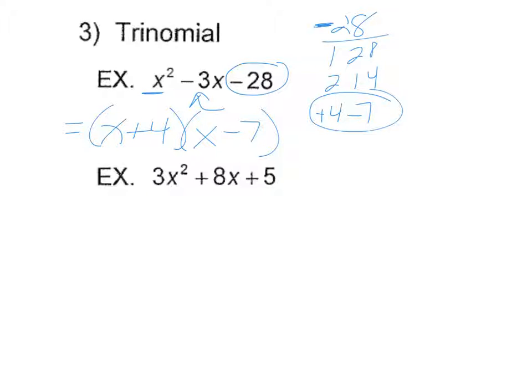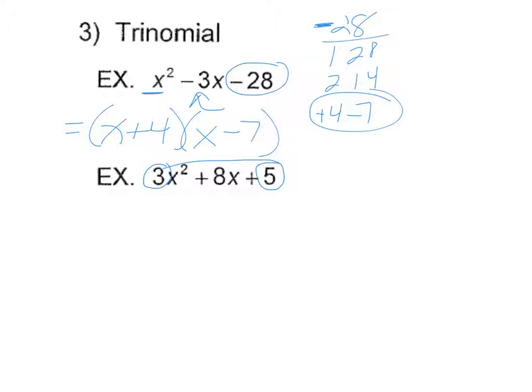The second example is more difficult because we have a number in front of the x squared. It's a coefficient of 3. And there is more than one method to do this type of problem. If you do it differently than I do and you get it right, that's fine. If you do a guess and check method, that's actually faster. But some people have a hard time with guess and check.